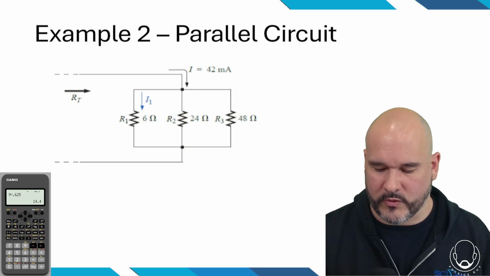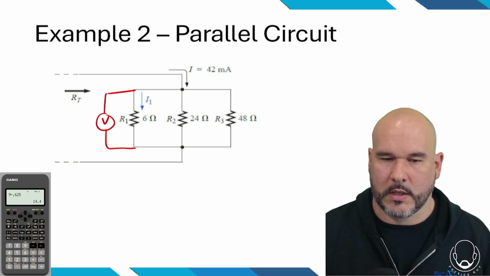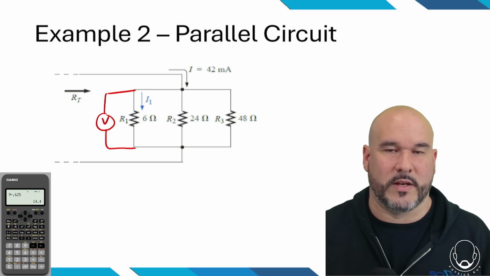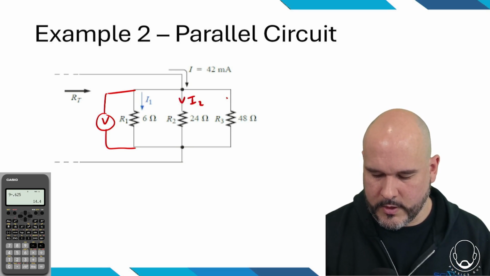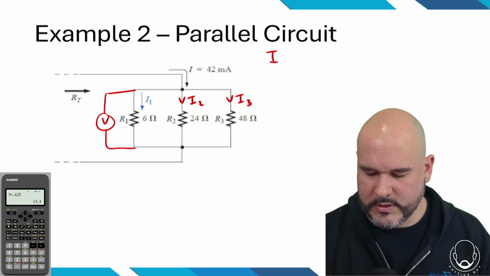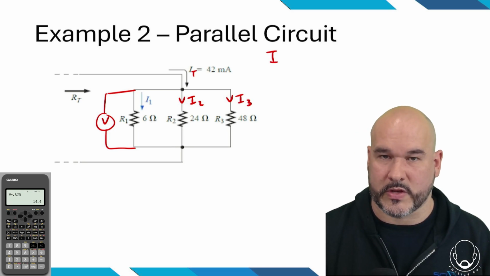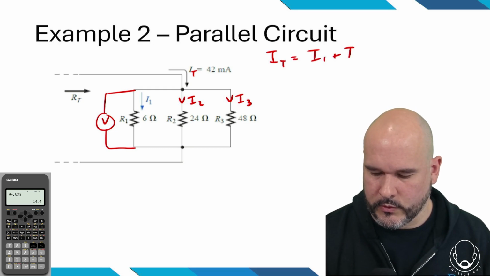They all have the same voltage. So here is the voltage, like say there's a voltmeter wired across here. It's the same voltage across resistor 1, 2, and 3. So let's go I2 and I3, right? Let's call this IT, I like labeling things as IT. So IT is I1 plus I2 plus I3.